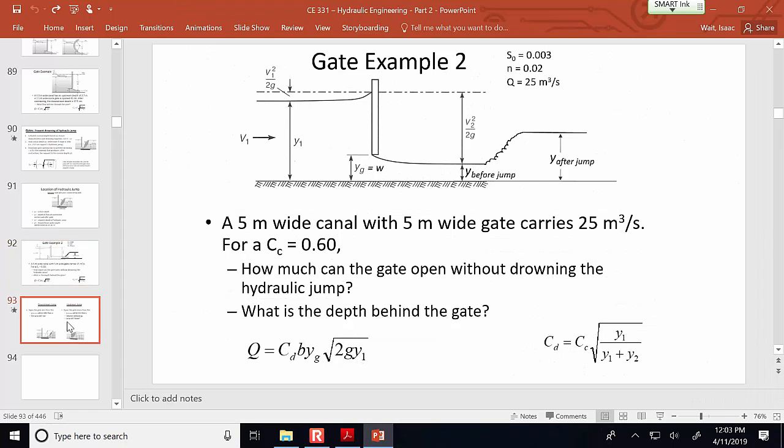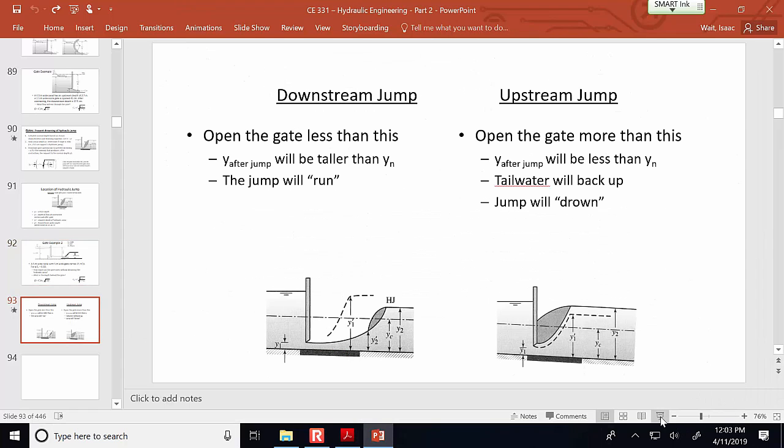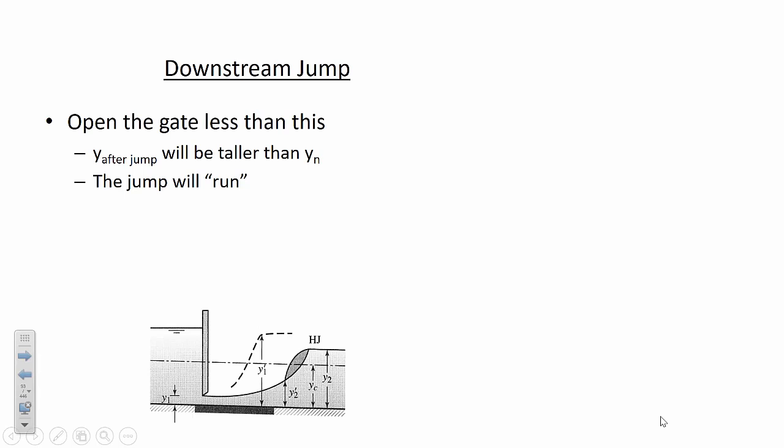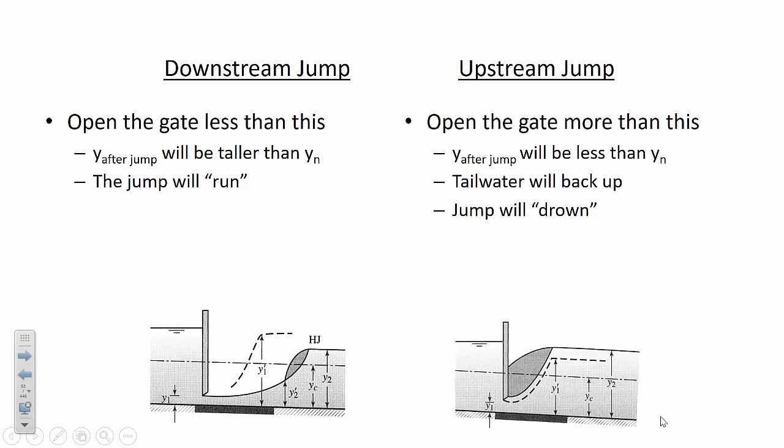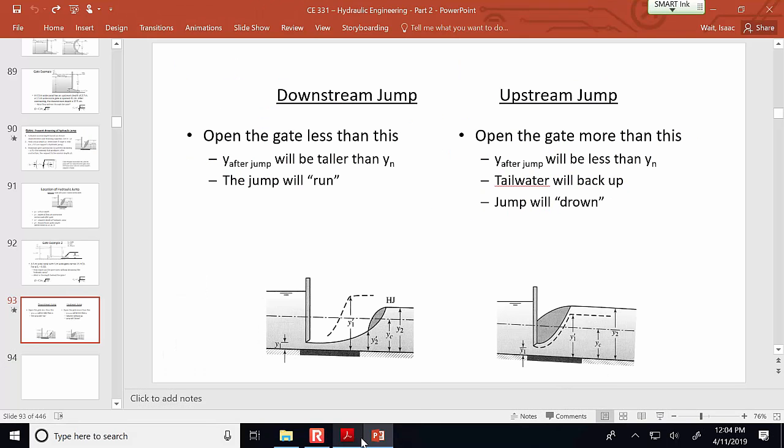So what we're going to see in the lab is if we can make the jump run away from the gate by changing both how wide open the gate is and also the slope of the channel. Those are the 2 things we can affect to change where the jump sets up. So we'll make it run, and then we'll make the jump drown by both reducing the slope and also opening the gate a little bit more. Okay, so let's meet down in the hydraulics lab.